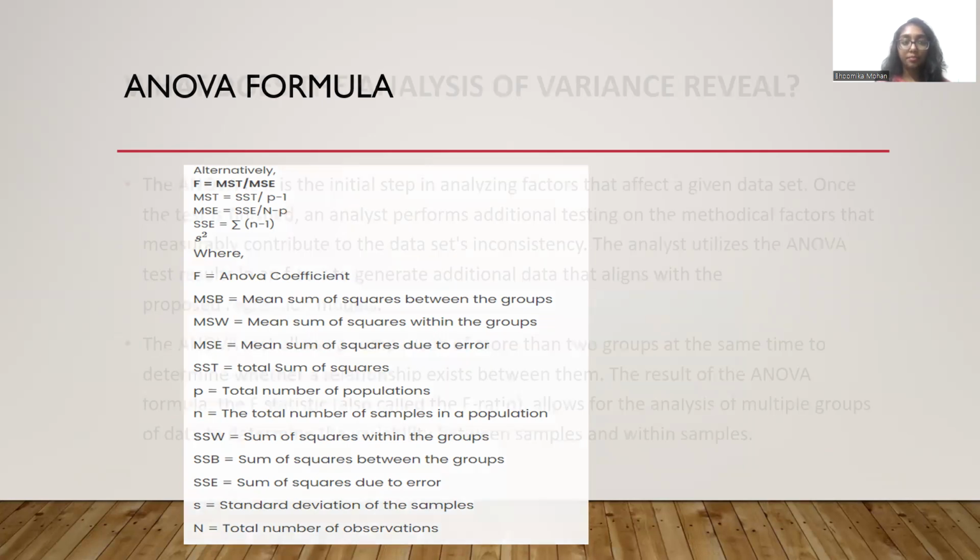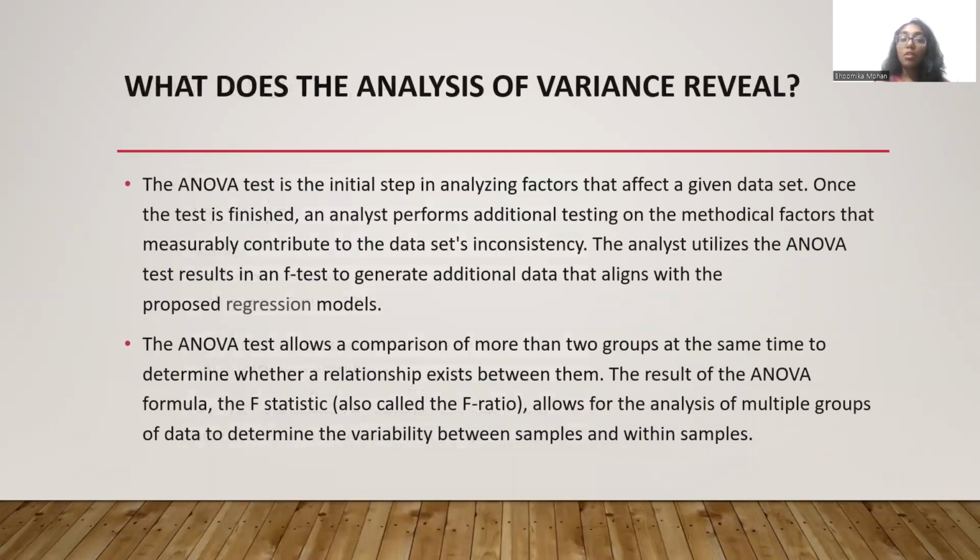Now let's discuss what the analysis of variance reveals. The ANOVA test is the initial step in analyzing factors that affect a given dataset. Once the test is finished, an analyst performs additional testing on the mathematical factors that measurably contribute to the dataset's inconsistency. The analyst utilizes the ANOVA test results in an F-test to generate additional data that aligns with the proposed regression models. The ANOVA test allows a comparison of more than two groups at the same time to determine whether a relationship exists between them.